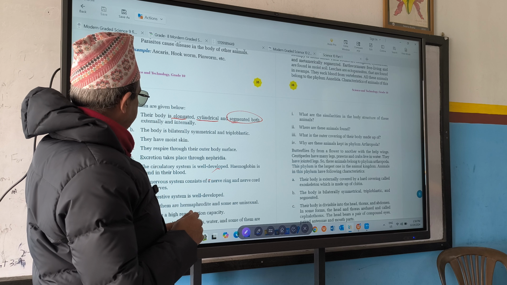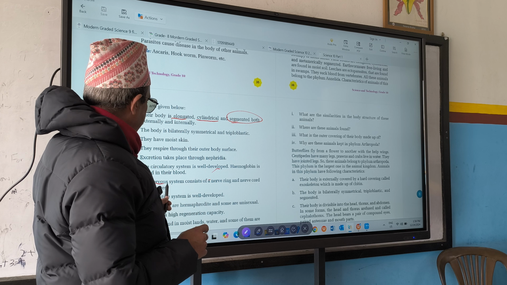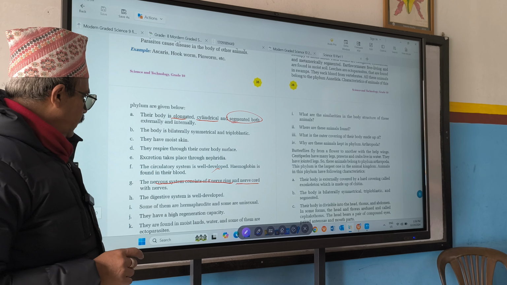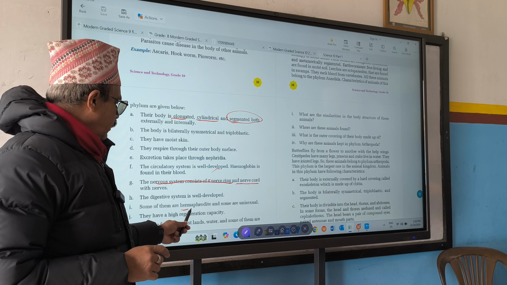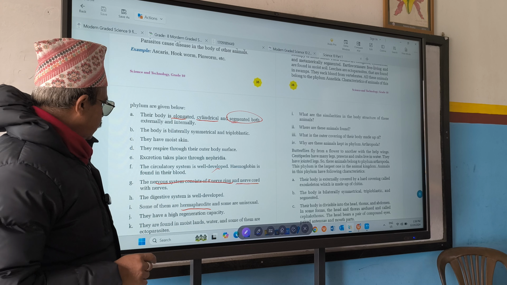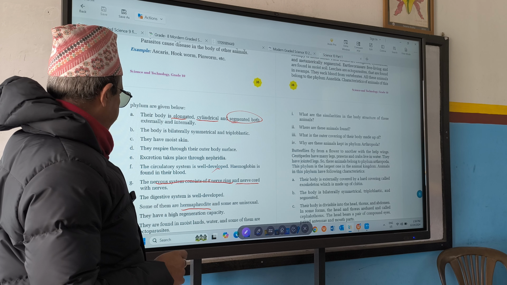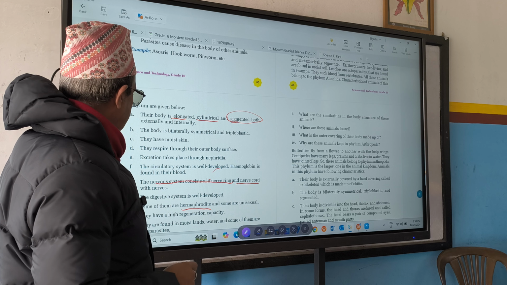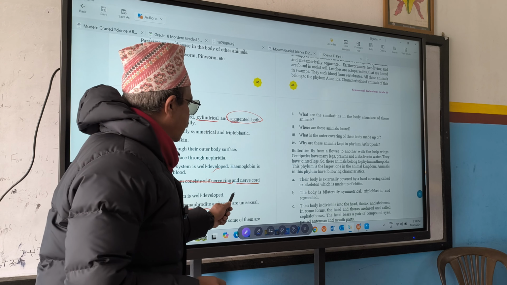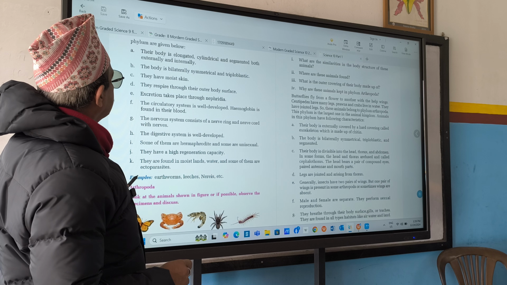Next one is here. Nervous system consists of a nerve ring and nerve cord. This is also important. Nerve ring and nerve cord. Here also it is given that most of them are hermaphrodite, some are unisexual. And what is their locomotive organ? Seta is given there, that is quite important. They respire through body surface, and locomotory organ is seta.